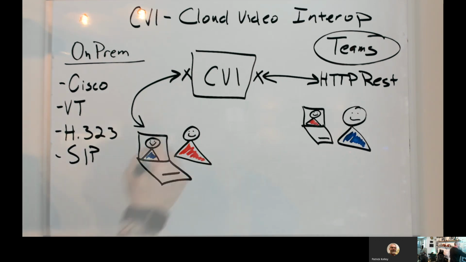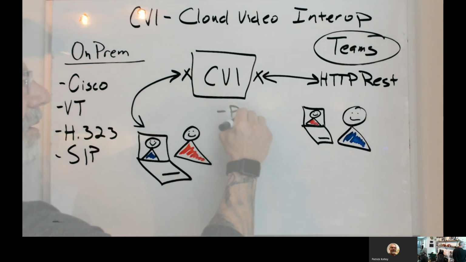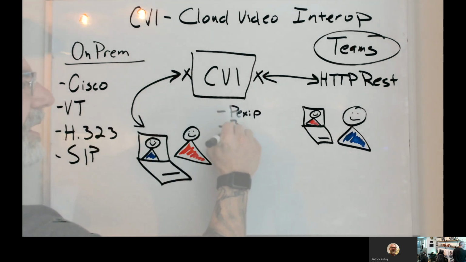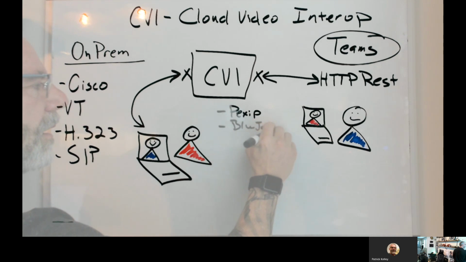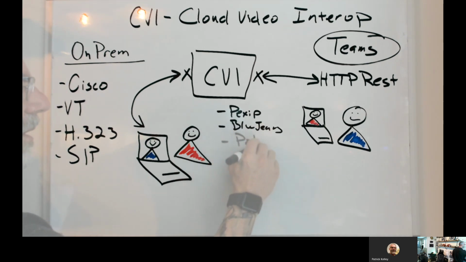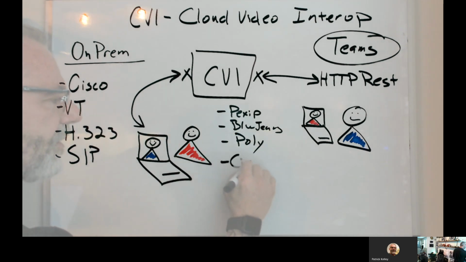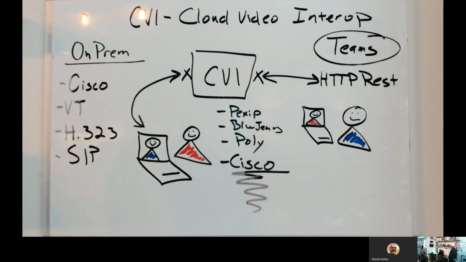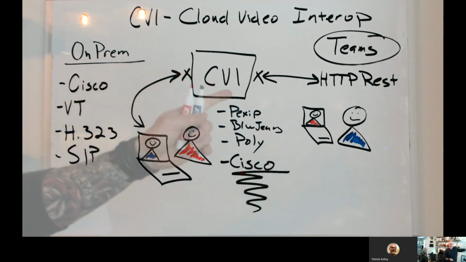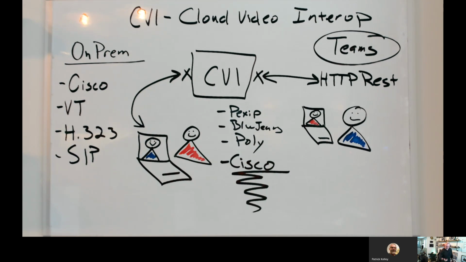So in the past, Pexip was a premier factor in this. BlueJeans was another player. And then finally, Poly was the third player. At Ignite, we announced a fourth player. But you can't guess who that fourth player is. Oh my gosh, you're absolutely right. It's Cisco. Okay? So Cisco is now going to be one of the premier providers of the CVI experience, right? So just another way that Microsoft and Cisco are working together to get this solution a little bit easier to integrate and deploy.